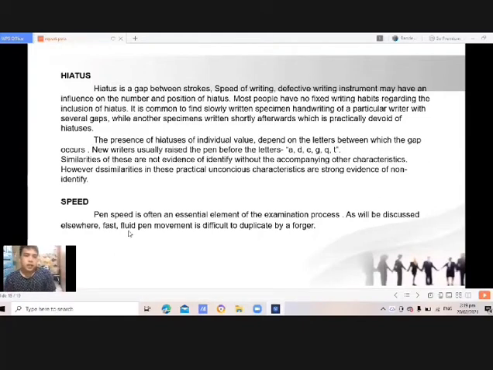Speed. Pen speed is often an essential element of the examination process, as will be discussed elsewhere. Fast, fluid pen movement is difficult to duplicate by forgery. Yun, yung sinasabi po, speed. Mahalaga ang speed sa isang pagsusulat.